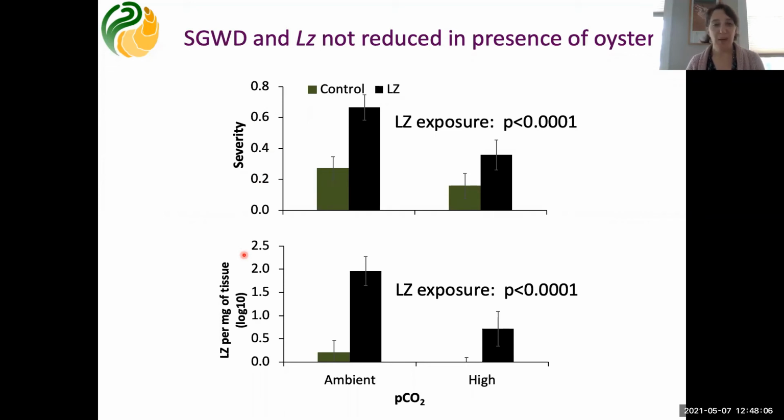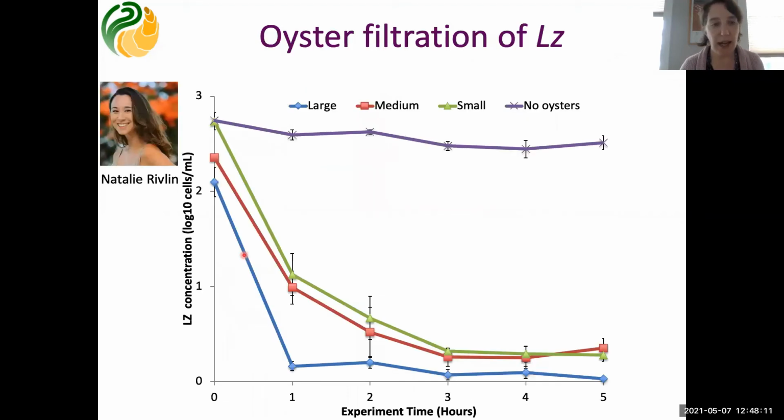And we thought, this can't be right. So we went back in the lab, and my technician did a pilot study with Crassostrea virginica, where she added a lower concentration of LZ into tanks with small beakers with oysters. And you can probably already tell that the oysters rapidly filtered out Labyrinthula zosterae. And in fact, this was literally right after she added it, you can see the effect of the medium and large oysters. And it happened very early on.